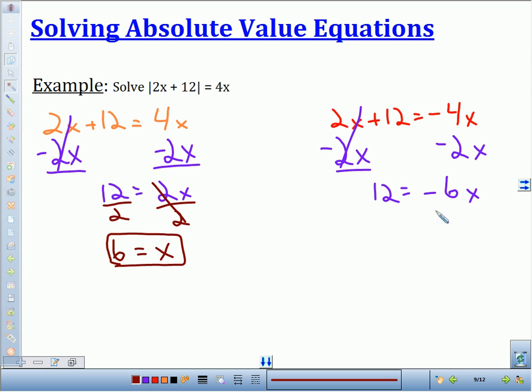Again, the same steps. I divide. This time I'm dividing by negative 6 instead of 2. Divide both sides by negative 6, and I get x equals negative 2.